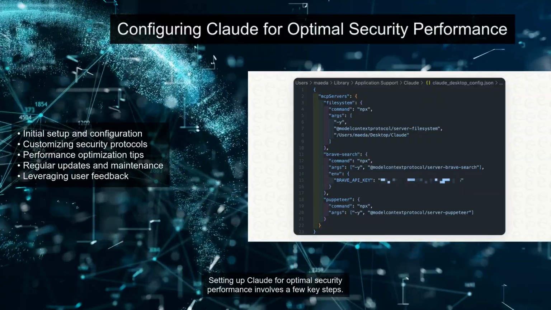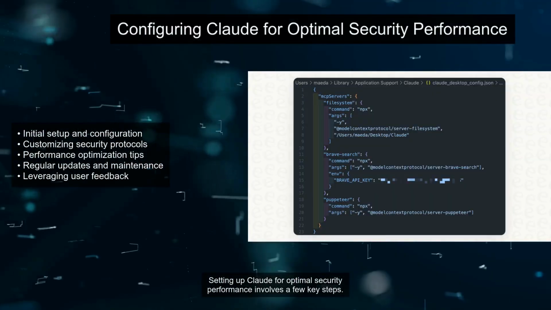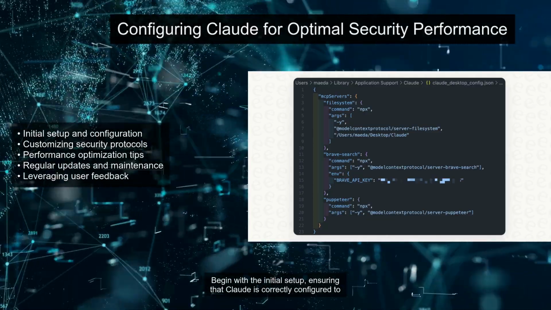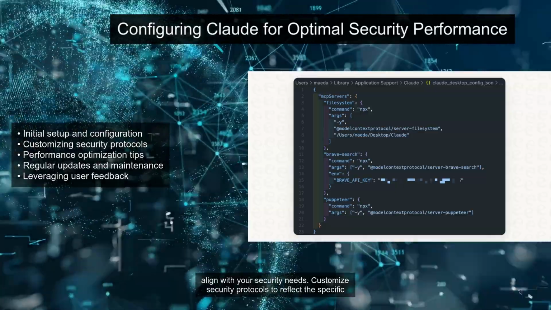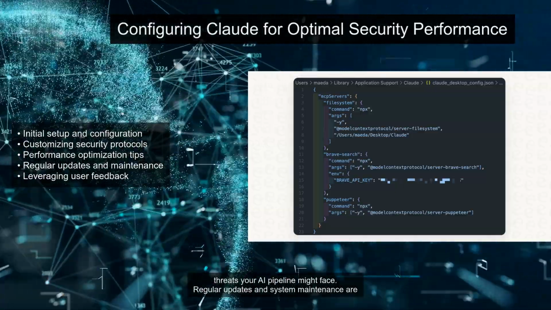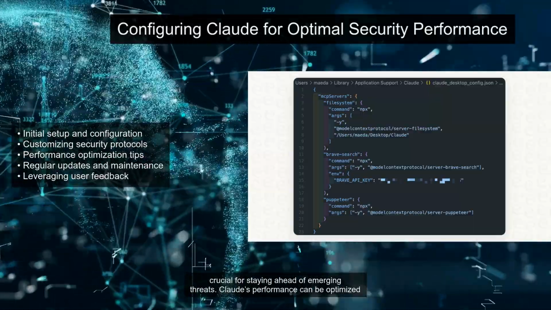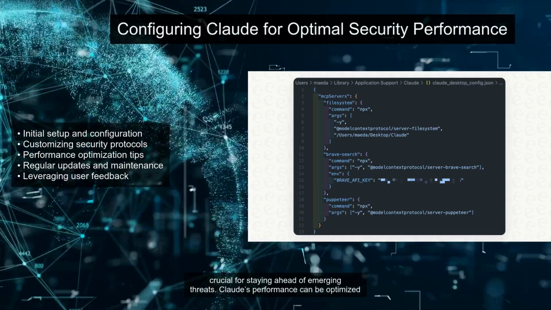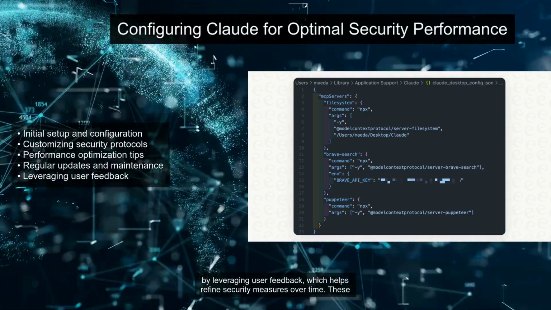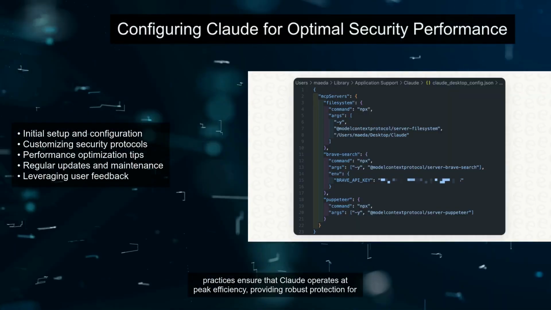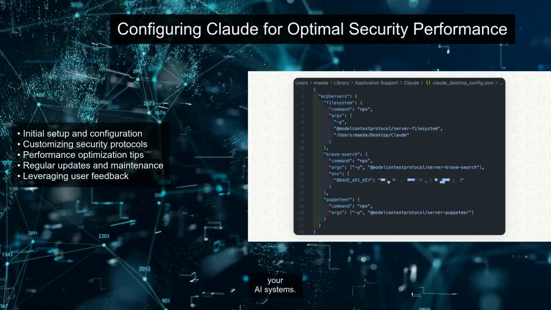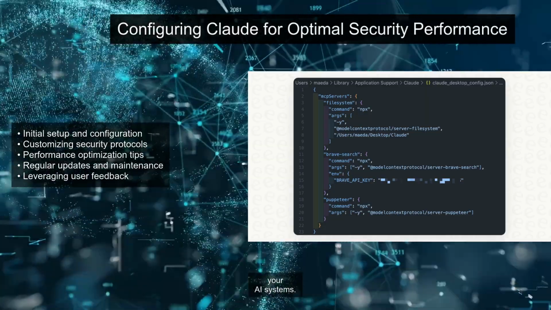Setting up Claude for optimal security performance involves a few key steps. Begin with the initial setup, ensuring that Claude is correctly configured to align with your security needs. Customize security protocols to reflect the specific threats your AI pipeline might face. Regular updates and system maintenance are crucial for staying ahead of emerging threats. Claude's performance can be optimized by leveraging user feedback, which helps refine security measures over time. These practices ensure that Claude operates at peak efficiency, providing robust protection for your AI systems.